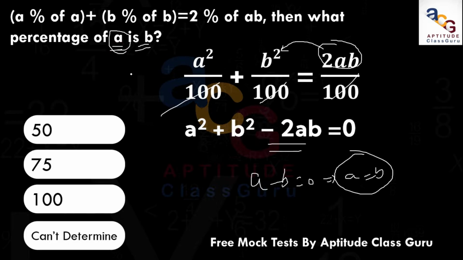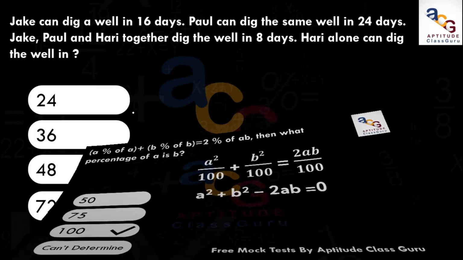Because if a is 10, 100% of 10 is equal to 10. If a is 100, 100% of 100 is equal to 100 again. So 100% of a number is always equal to itself. So that's why here a equals b. So the answer is 100%. Let's look at the next problem.